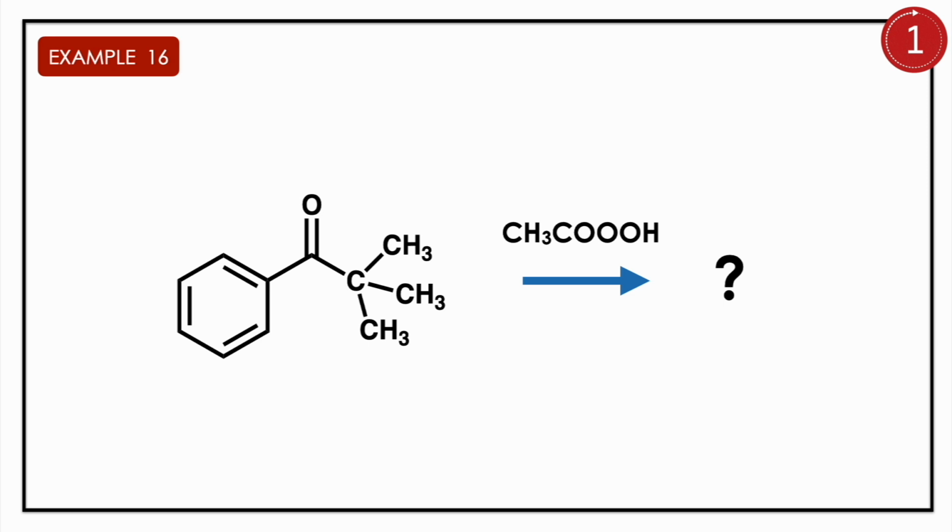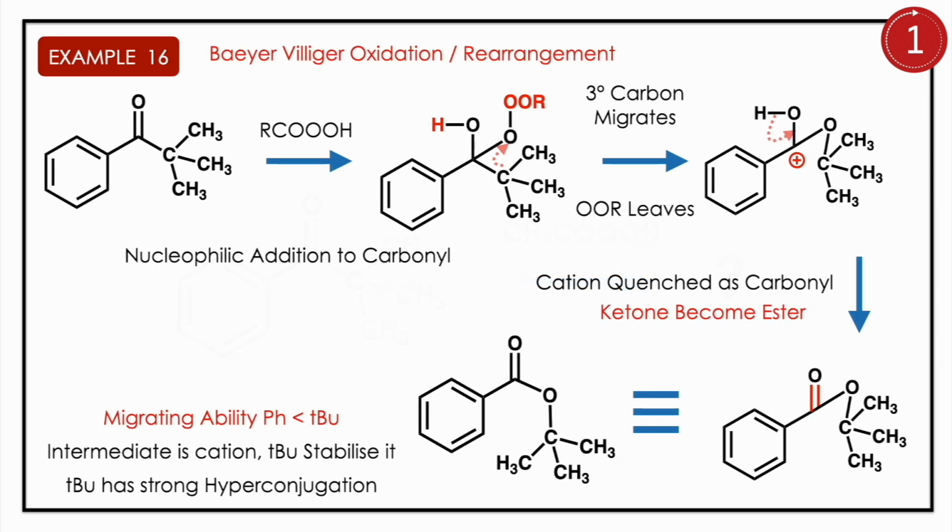Then the next example, the starting material is a ketone. One side you have tertiary butyl, another side you have phenyl. You are using the peracid. You should find what will be the final product. Here you have ketone and peracid you are using. So Baeyer Villiger oxidation. So first step will be addition of peracid to the carbonyl.